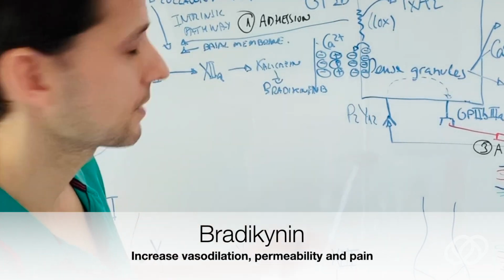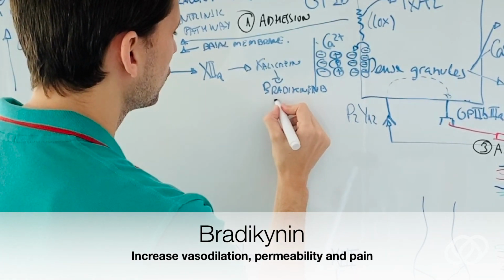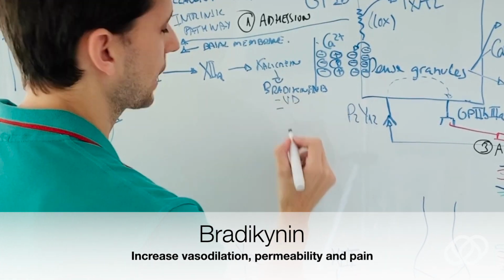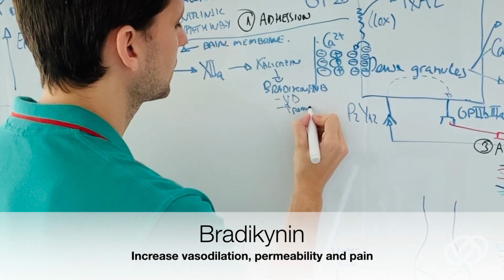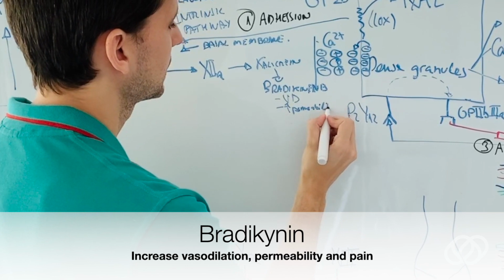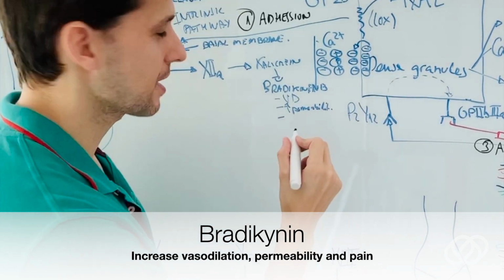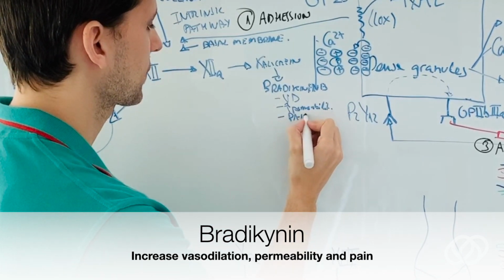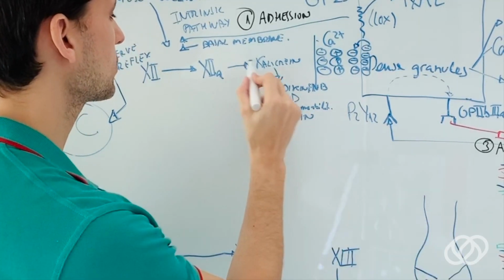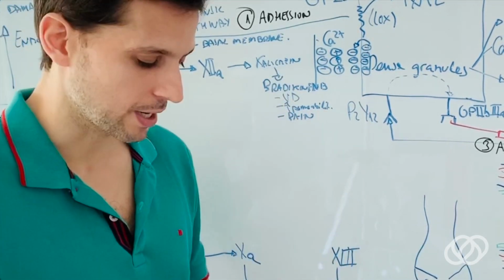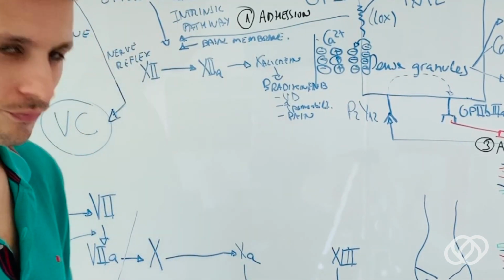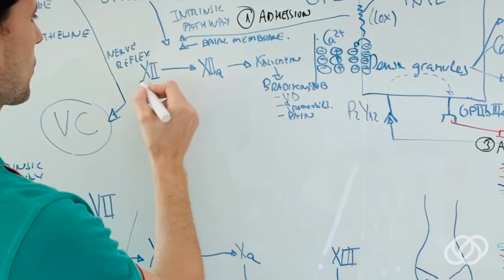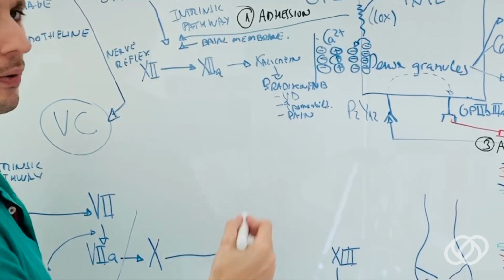Those bradykinins are able to produce vasodilation, increase permeability, and produce pain. So through this pathway we get the swelling when we have an injury. Okay, after that we continue with the coagulation cascade.